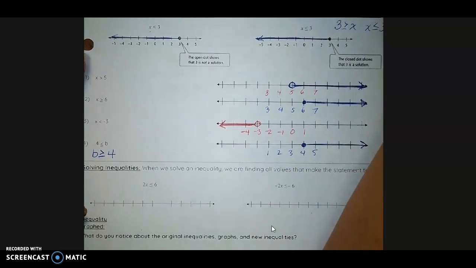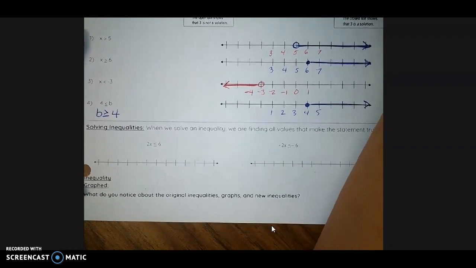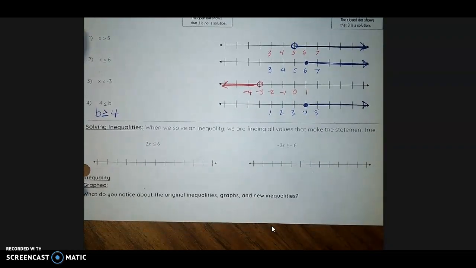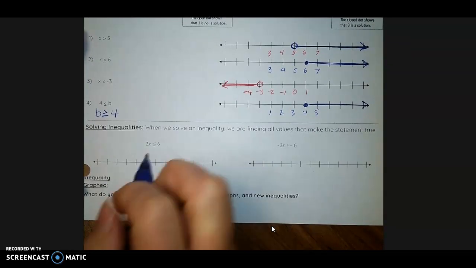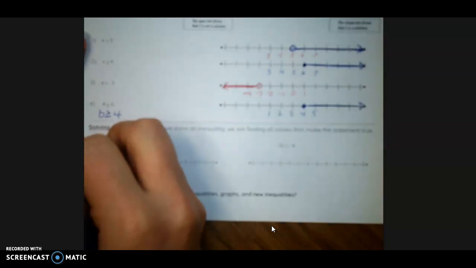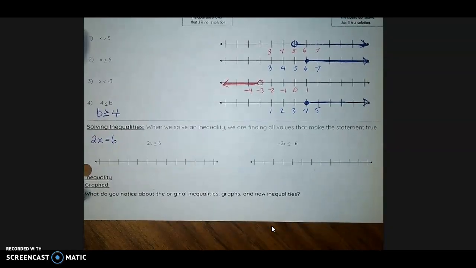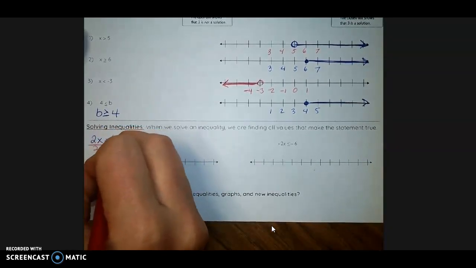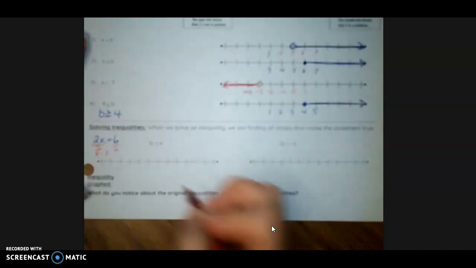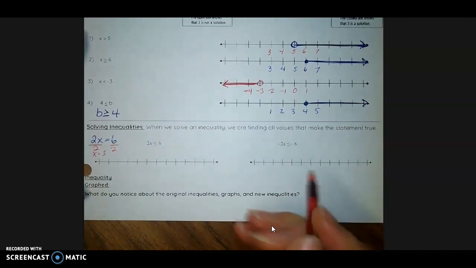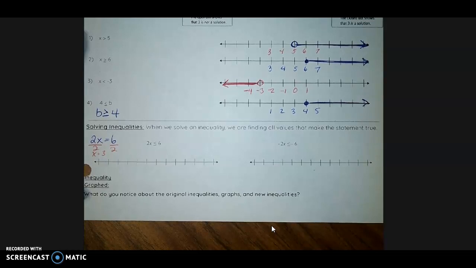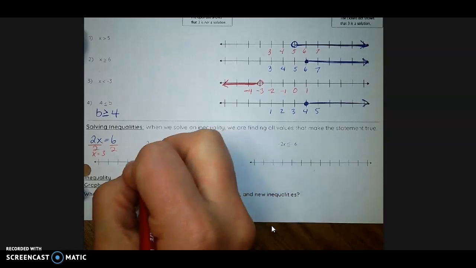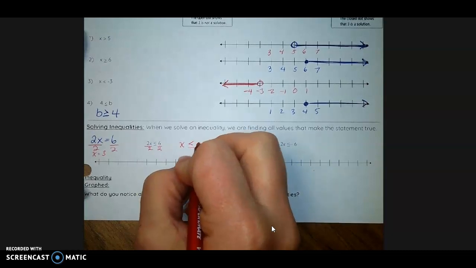Now, with what seems to be all things in life, there seems to be exceptions to rules. So when we do this, we've been solving equations, and we know how to solve one-step equations. So if I saw this and there was an equal sign, 2x equals 6, I would solve it by going, oh, I divide by 2, and I would find that x equals 3. We're going to do the same thing, only instead of x only equaling 3, x is going to equal anything less than or equal to 3 in this case. So when I divide by 2, I'm going to get x is less than or equal to 3.